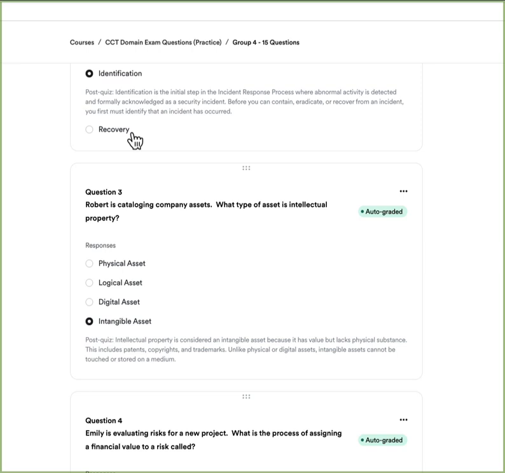It's an intangible asset. It's considered intangible because it has value but lacks physical substance. Now, this includes copyrights, patents, trademarks, and unlike other physical or digital assets, intangible assets cannot be touched or stored on a medium. Now, I say that you have an intellectual property.